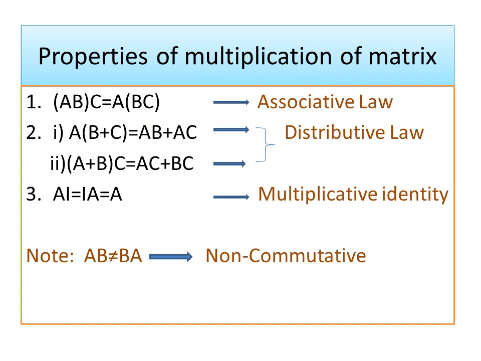Let us now see the properties of multiplication of matrices. First one, if I multiply the matrix AB to C and A to BC, it gives the same result. This property is known as associative law.